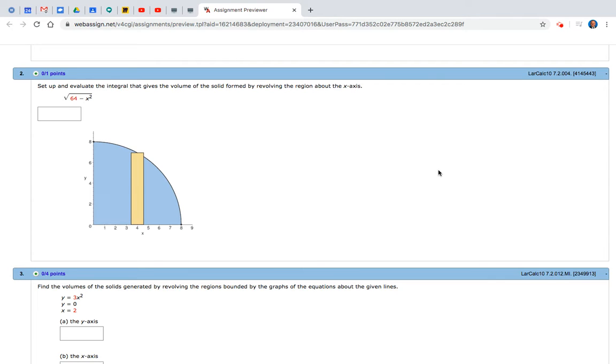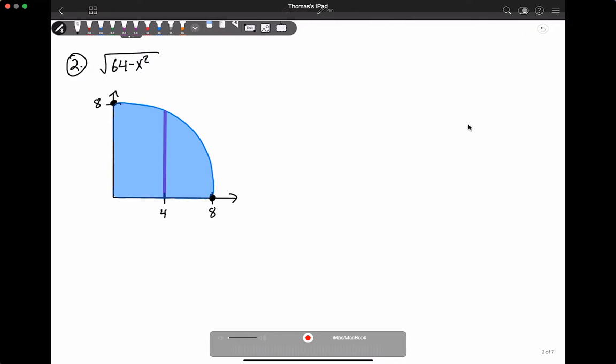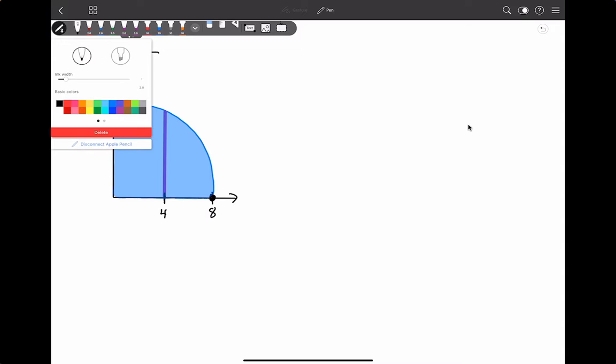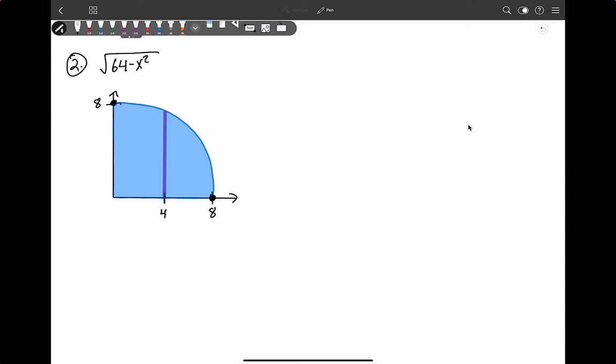So let's look at number 2. It says, set up and evaluate the integral that gives the volume of the solid formed by revolving the region about the x-axis, okay? So I have this already drawn over here, and I'm going to revolve it about the x-axis. So this is going to come out of your paper and then go back around the x-axis, okay?